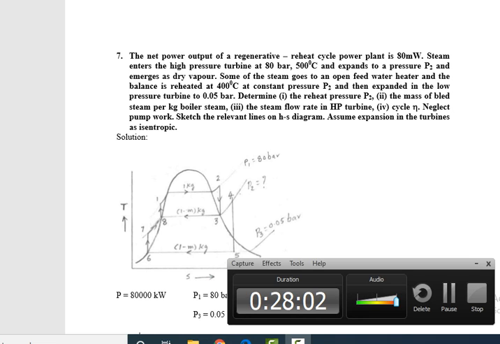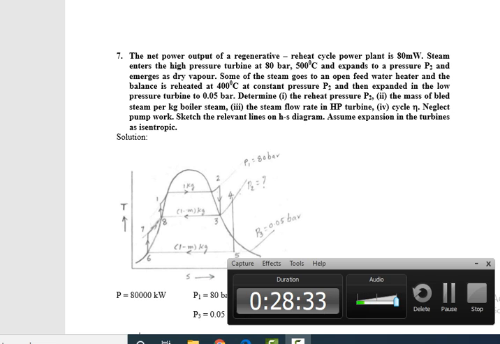That means there are two turbines, a high pressure turbine and a low pressure turbine. In the high pressure turbine, it is 80 bar and 500 degrees Celsius. In the low pressure turbine, it is 0.05 bar. The steam is reheated at 400 degrees Celsius. Then what is to be determined? The first one is the reheat pressure, that is, at which pressure P2 the steam is reheated.